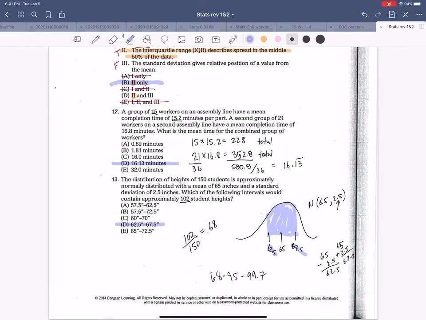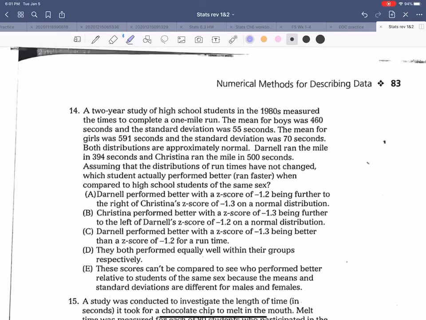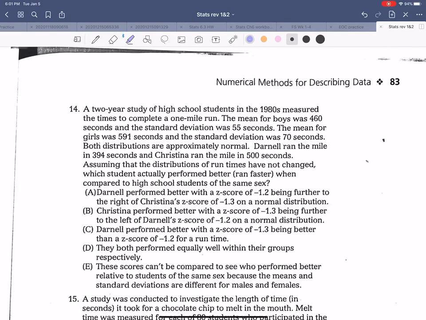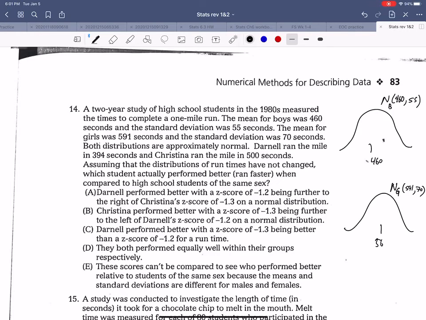Nice. Okay. 14 says, a 2-year study of high school students in the 80s measured the time to complete 1 mile. The mean for boys was 460 with a standard deviation of 55. And the mean for girls was 591 with a standard deviation of 70. Both distributions are normal.